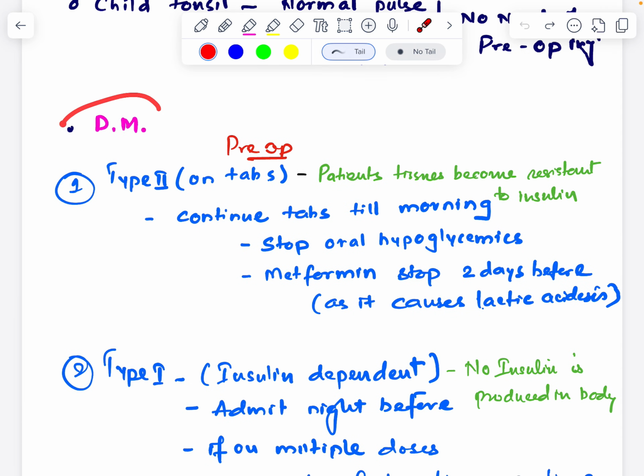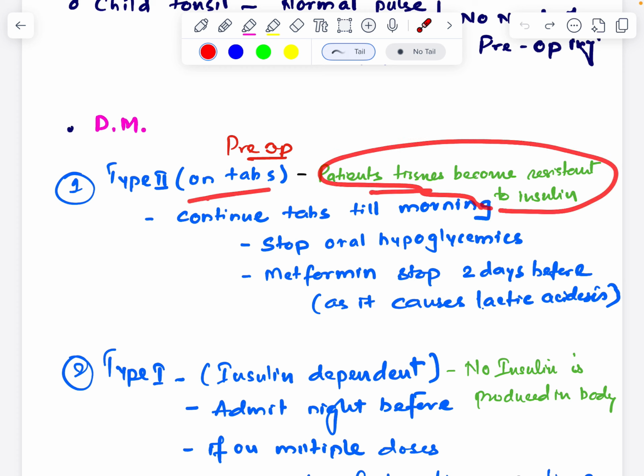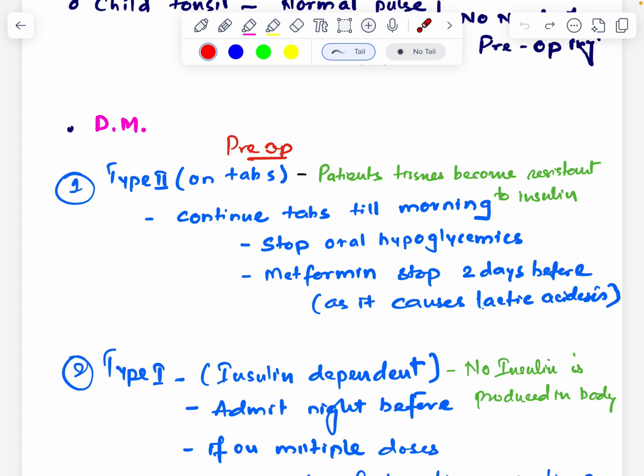Now look at the diabetic patient. Type 2 diabetes, type 1 diabetes. What is the difference in type 2? This is on tablets. Patient tissues become resistant to insulin, so even if you give insulin, it is of no use. So continue till morning. Stop oral hypoglycemics. Metformin should be stopped because it causes lactic acidosis.